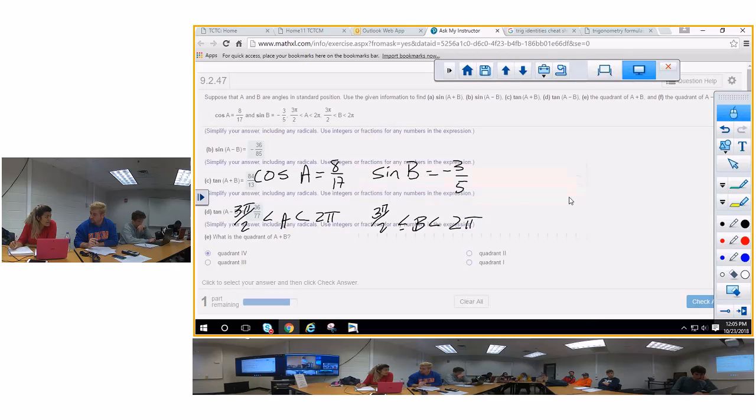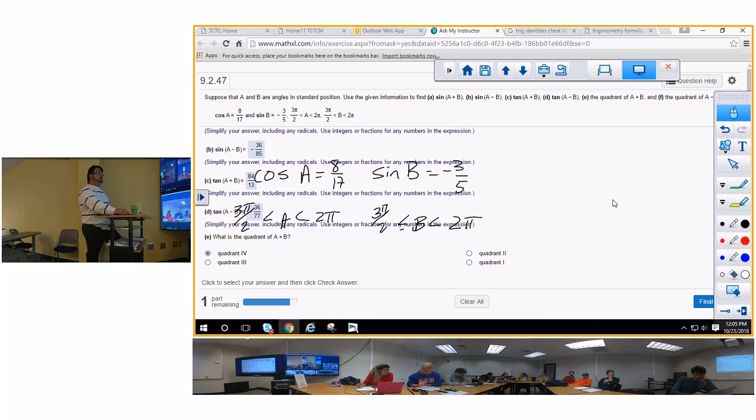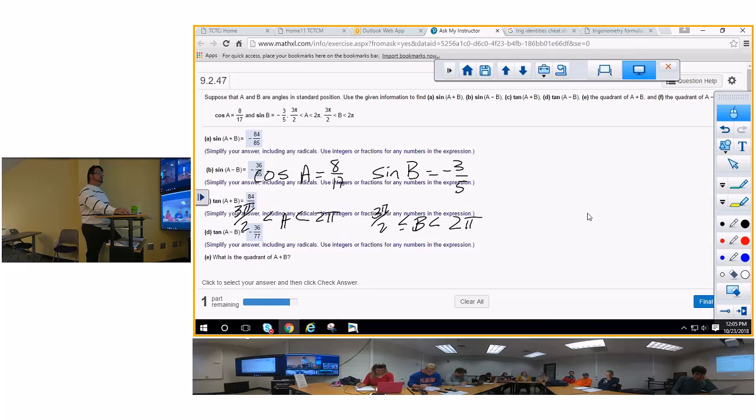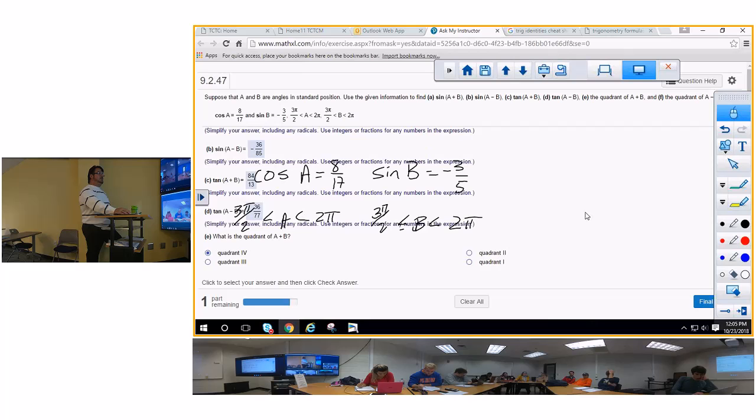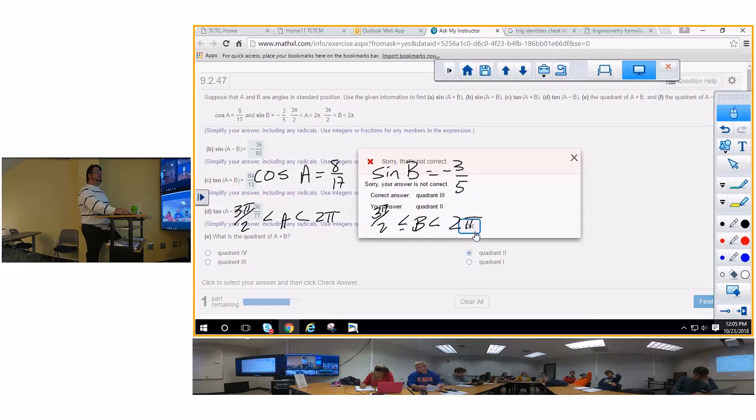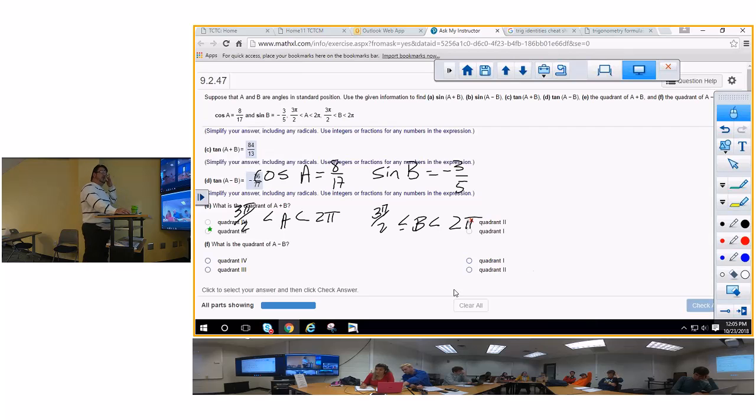Wow. We're not in quadrant 4. How can we not be in quadrant 2? It's talking about A plus B. Oh, A plus B. I'm sorry. So quadrant 2. I didn't read the question. Yeah, because A plus B is positive. 84 over 13.